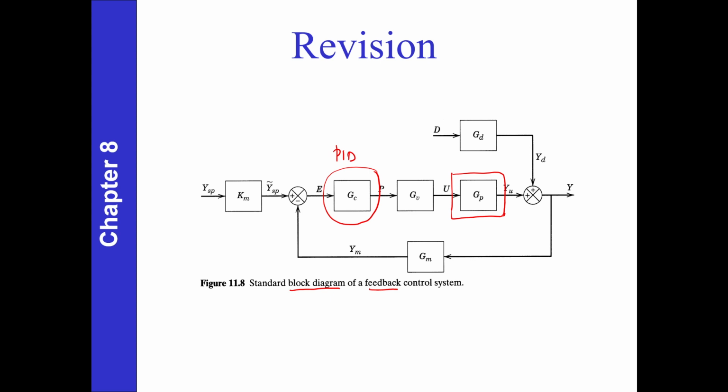To complete our block diagram, we will learn in this chapter our control valve and our transmitter. G is a transfer function. P is for the process, V for the valve, M for the measurement, C for the controller, D for the disturbance. The transfer function for the disturbance and the process can be the same, or can be different.